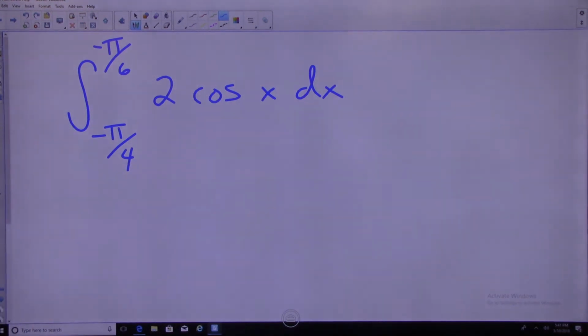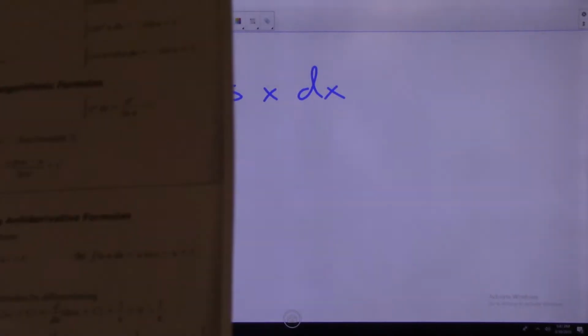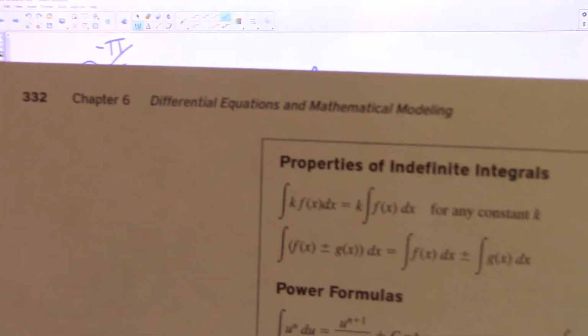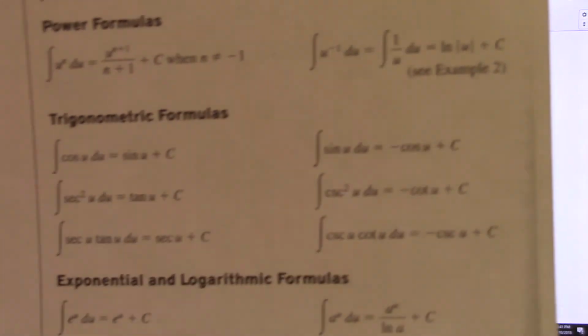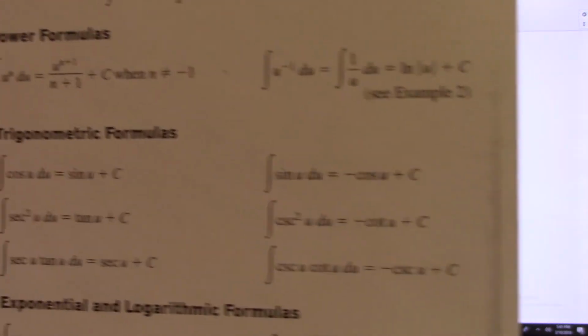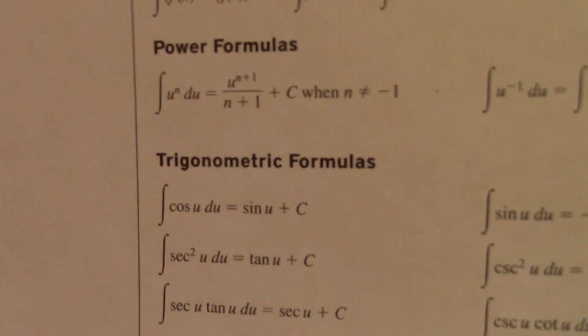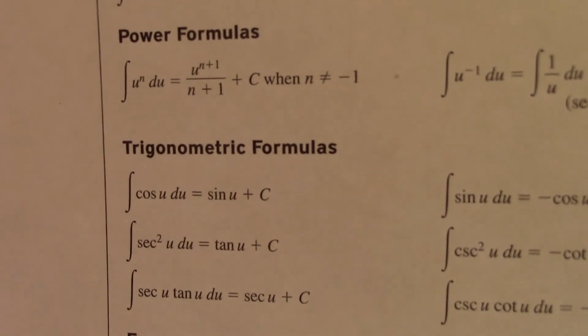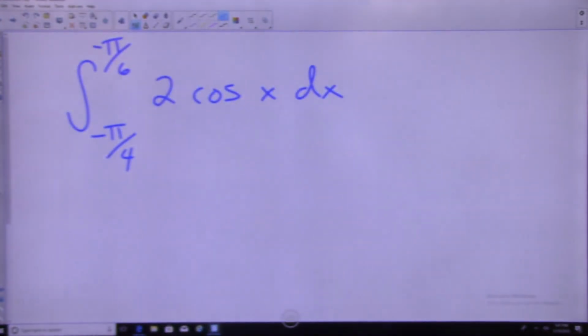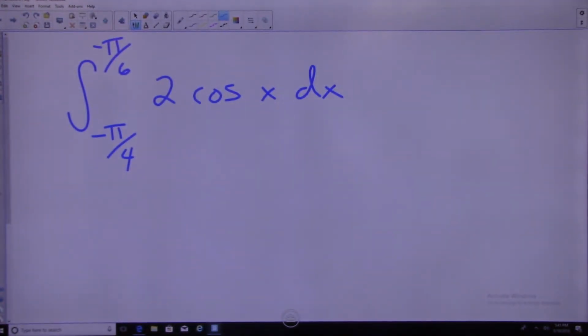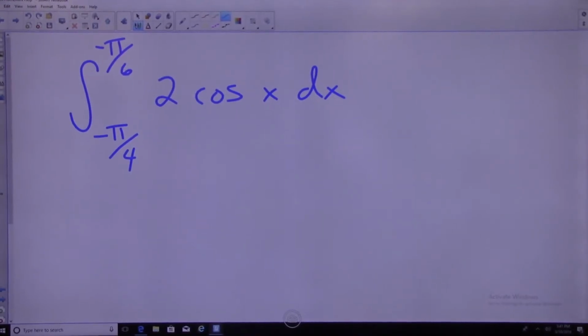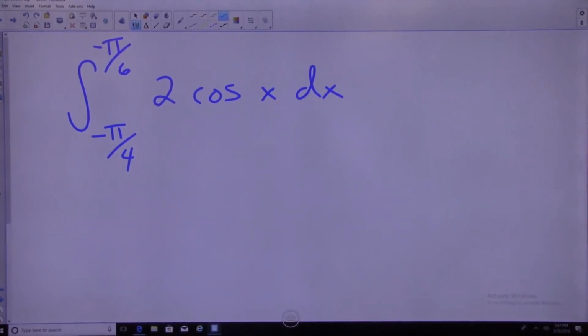What you're going to need to do is look at your formula page, and let me show you the formula page. It has chapter 6 here. There's your formula page. Now if you look at cosine, the integral of cosine is sine u plus c. So let's use this to solve this problem here.